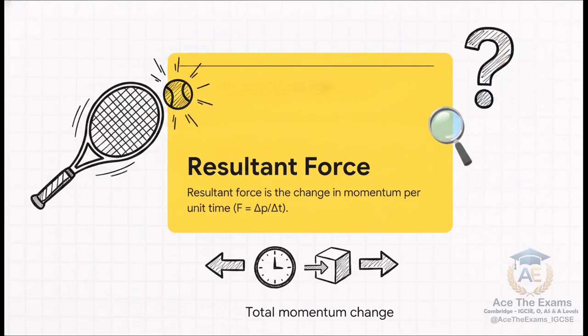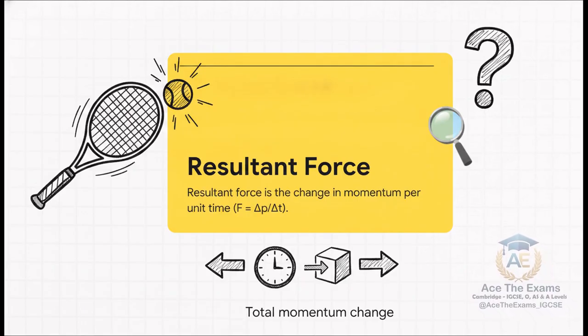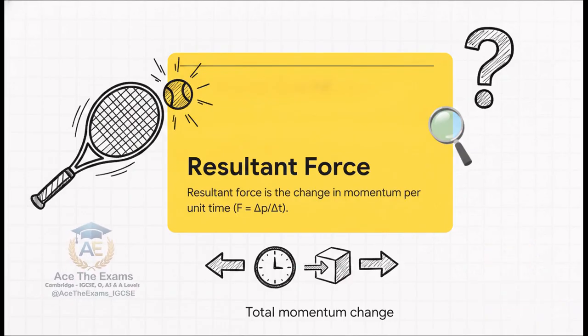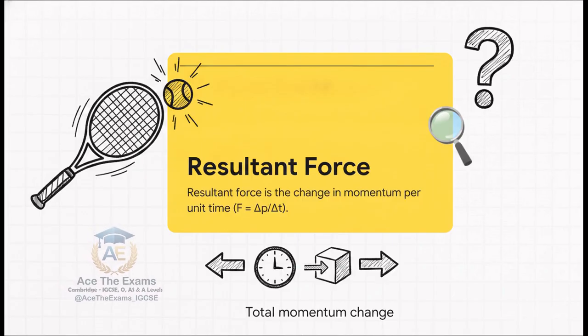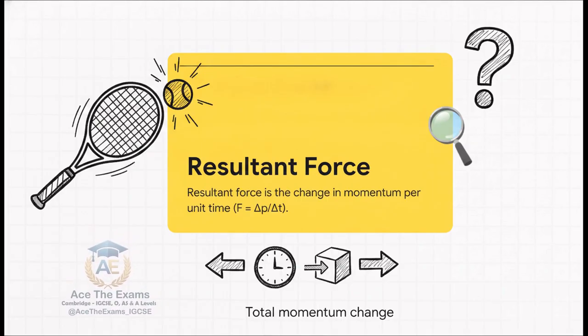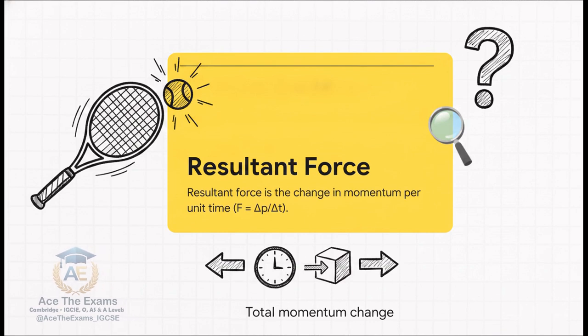According to strict Cambridge guidelines, resultant force is defined as the change in momentum per unit time. F equals delta P over delta T. Why do so many hardworking candidates find this specific distinction so hard? Because they constantly confuse impulse with resultant force. Listen closely. Impulse is the total overall change in momentum. Resultant force is the rate at which that momentum changes. It is a subtle but absolutely vital difference in terminology.